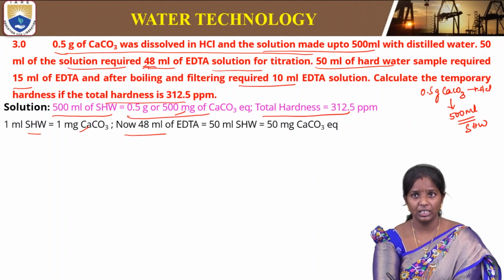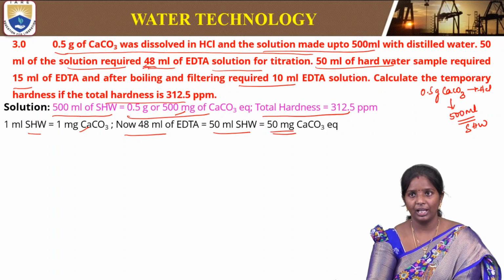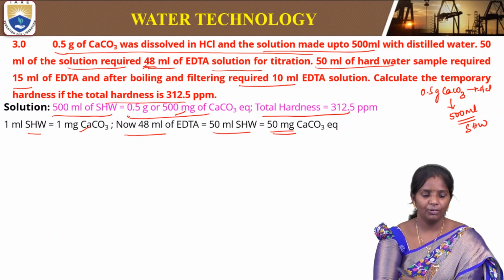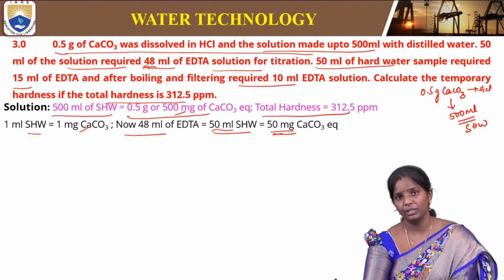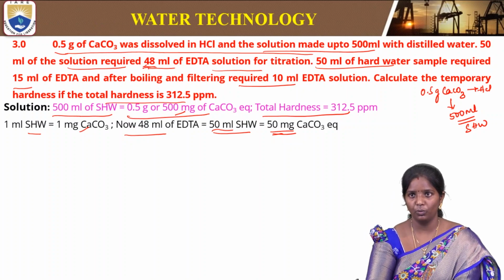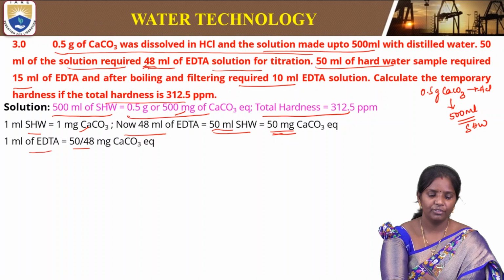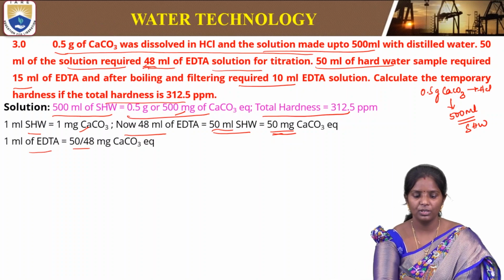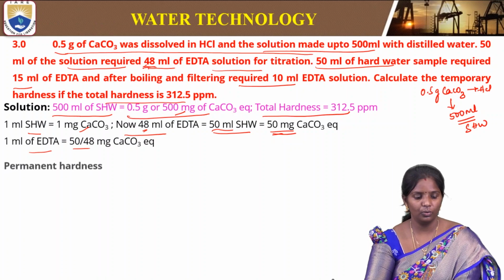48 ml of EDTA is consumed for 50 ml of standard hard water. That gives rise to 50 mg of calcium carbonate equivalents. When 1 ml is 1 mg, 50 ml is 50 mg calcium carbonate equivalents. That is how we convert into calcium carbonate equivalents initially, so that it is easier for the next steps. So 1 ml EDTA is equal to 50 by 48 mg calcium carbonate equivalents.